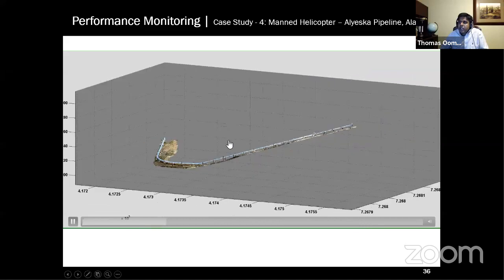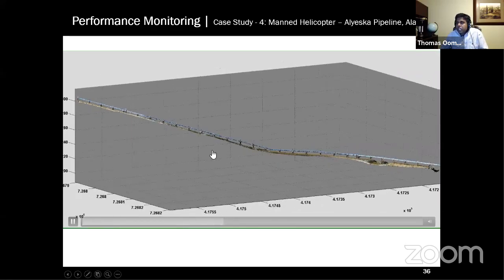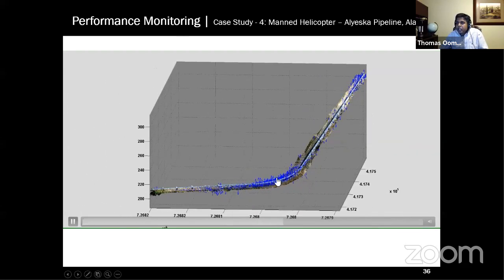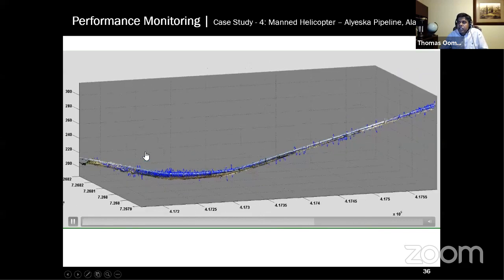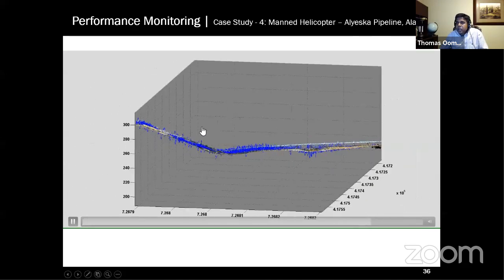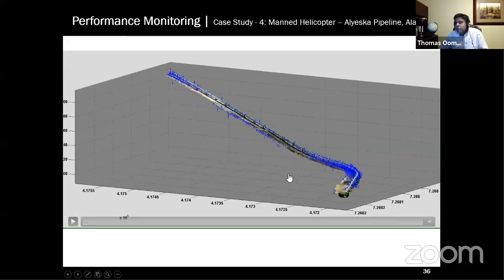You would see the displacement vectors when we plot them. You would see that there is a rotational failure, this side failing, and there is uplift happening at the toe of the slope. So here, the displacement vectors are going up, and here you can see the displacement vectors are going down. So the pipeline is failing in a rotational manner. Here, the slopes are slumping. Here, there is uplift happening at the toe. So that's the kind of data that you can actually get from photogrammetry.